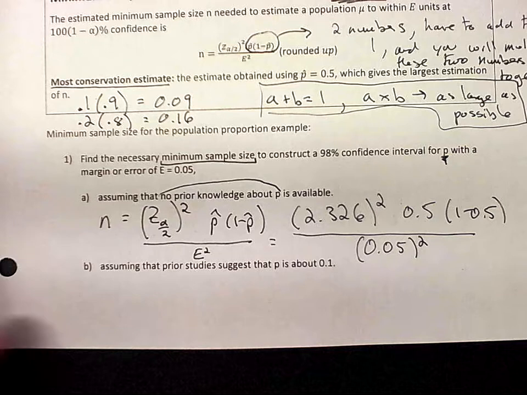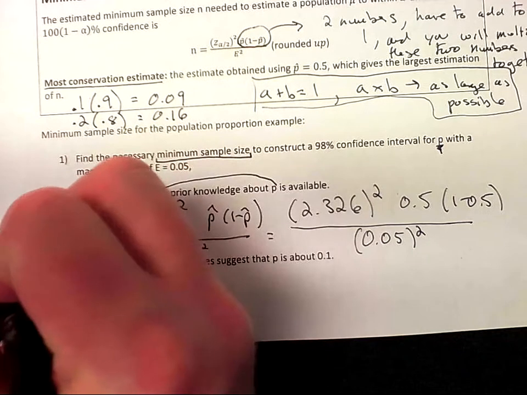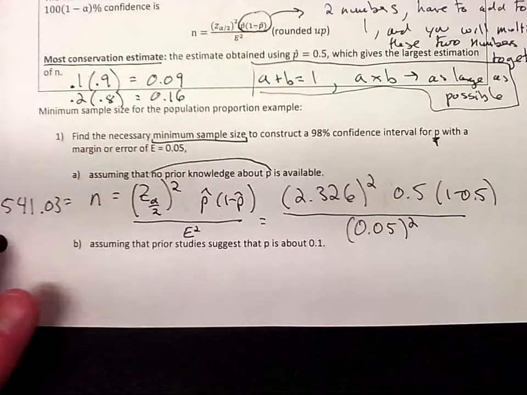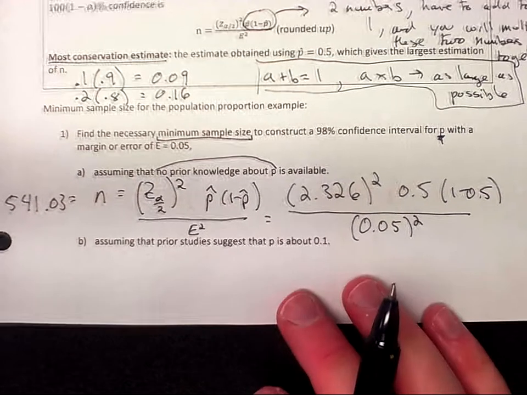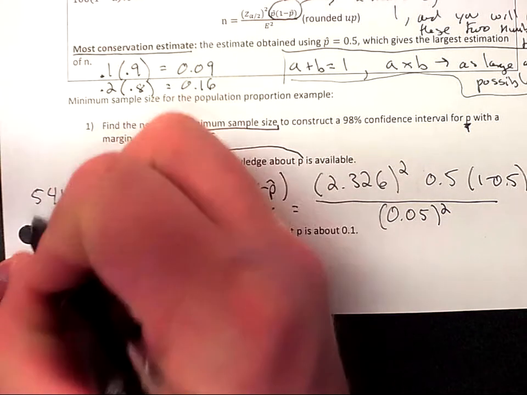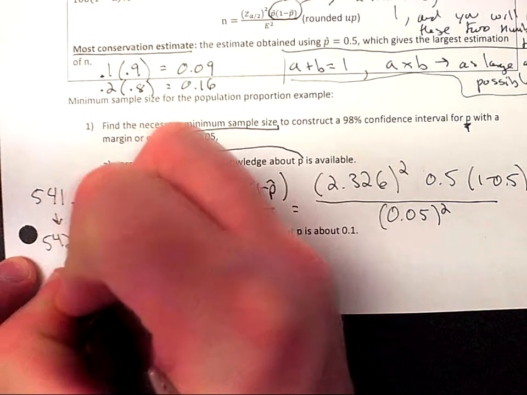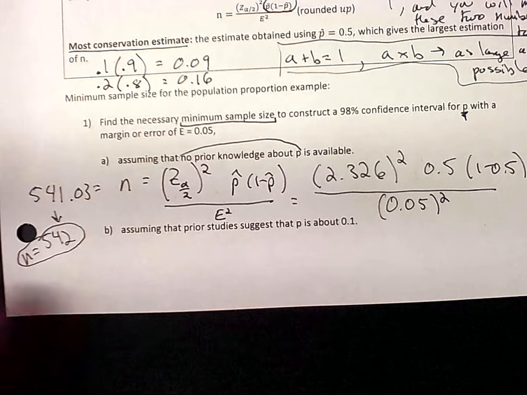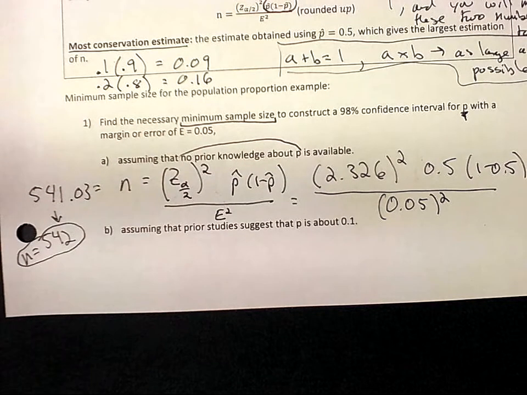Because at this point, then it's just arithmetic, and if you do this arithmetic, you get 541.03. Is that our final answer? No. What's our final answer? 542. Good. Why is it 542? Good. We always, always, always round up, no matter what the decimal place. Everybody good with this? All right.